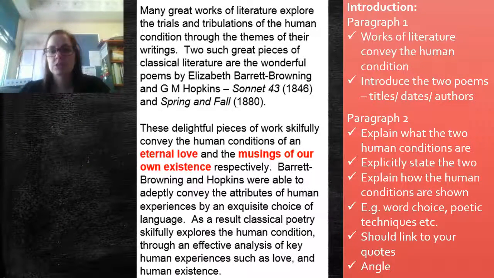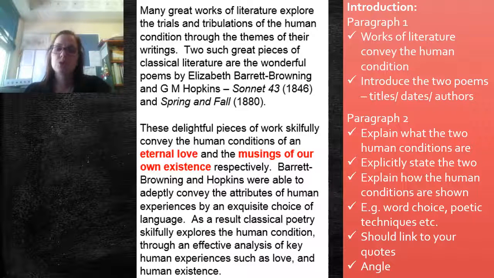After we introduce your feature article topic through your abstract, we then move into an introduction. So we have a paragraph that explains the works of literature and how they convey the human condition, and you're going to introduce the 2 poems by title, date, and author. Now, it's important to understand that within a feature article genre, we have a number of short paragraphs, so you need to make sure that you will leave a space in your writing that shows your paragraphing.